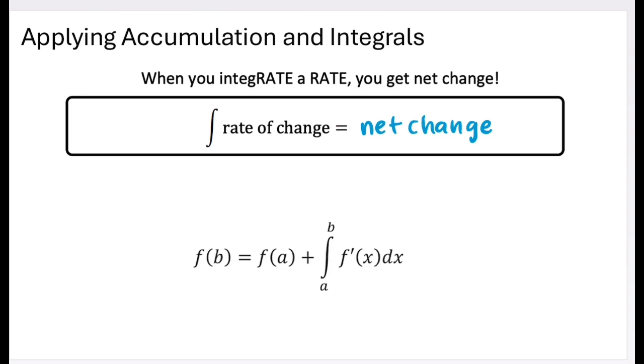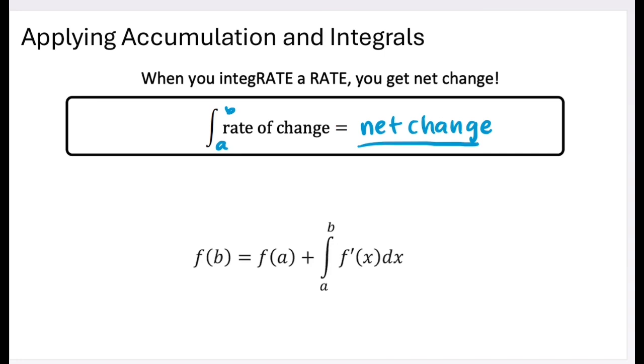But it could be like water being pumped into a tank or people coming into a restaurant, something like that. So it's just going to be the net change. If you integrate from A to B, if the rate of change is describing people, it'll be the people that changed from time A to time B. If it's talking about water, it'll be the water that changed from time A to time B. It's how much water was pumped into the tank or how many people entered the restaurant, whatnot.